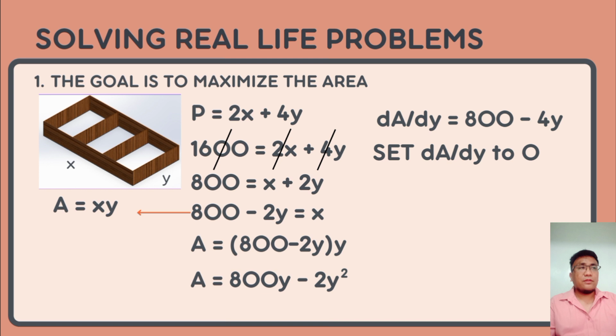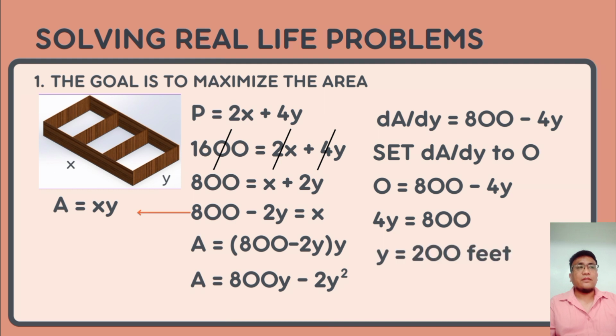So 0 is equal to 800 minus 4y. By rearranging, 4y is equal to 800, and then y is equal to 200 feet. So by substituting in the formula, x will arrive at 400 feet.